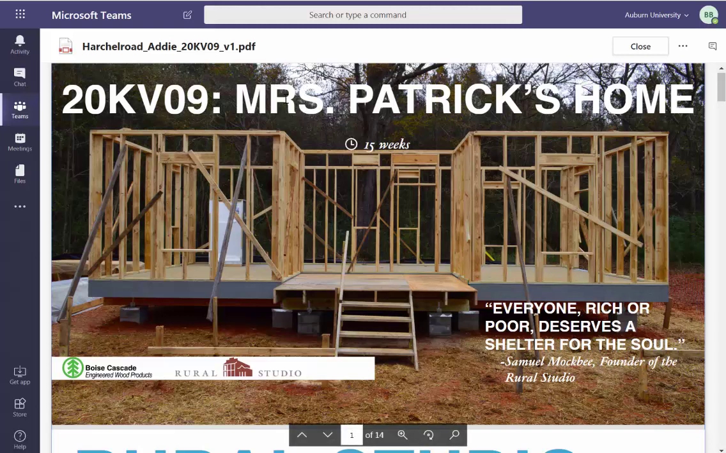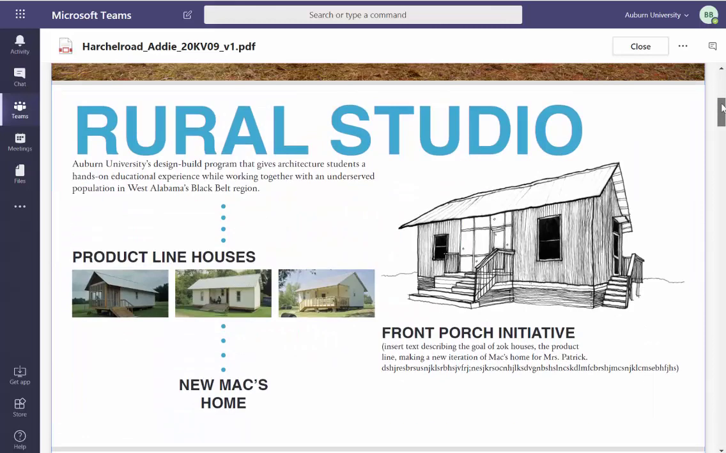Do we need dual titles? Maybe get rid of that information. Rule Studio. Product line houses a new Max home. What's a Mac home? Is Mac a person? Also, girl, give me some alignment, right? This should be lined up right here, and we can't be switching. Can we do that? I guess we can.